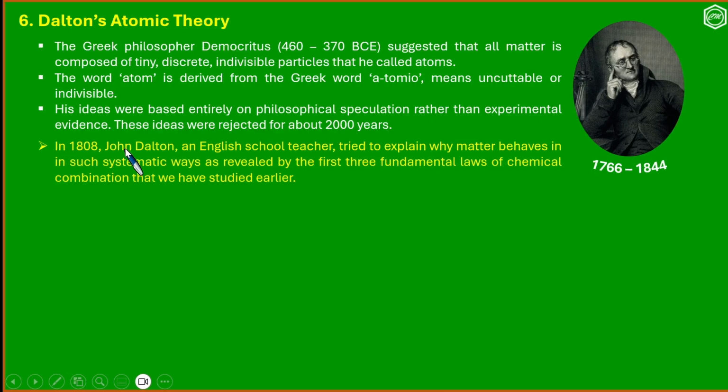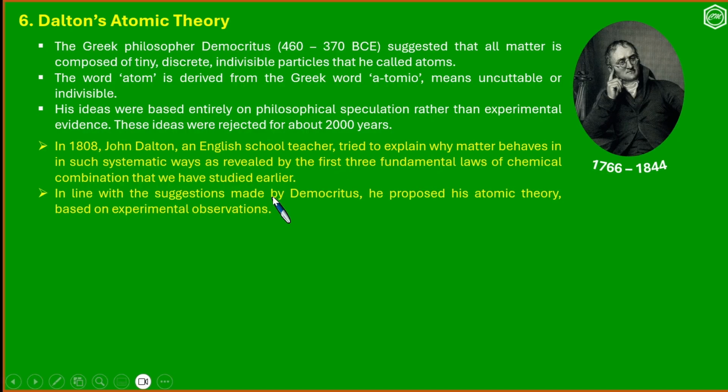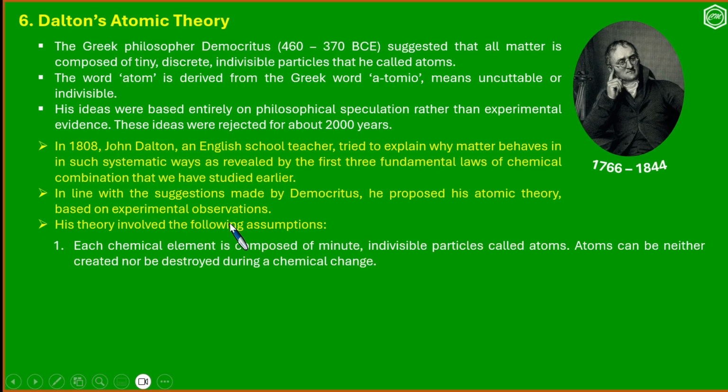In 1808, John Dalton, an English school teacher, tried to explain why matter behaves in such a systematic way, as revealed by the first three fundamental laws of chemical combination that we have studied earlier. The third one was suggested by John Dalton, that is, the law of multiple proportions. In line with the suggestions made by Democritus, he proposed his atomic theory, and it is based on experimental observations. His theory involved the following assumptions.